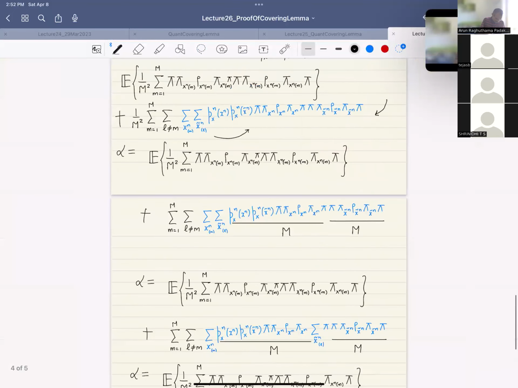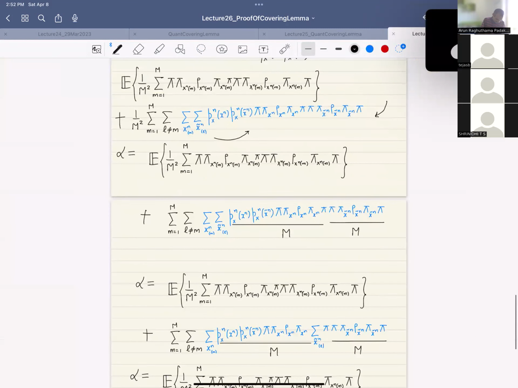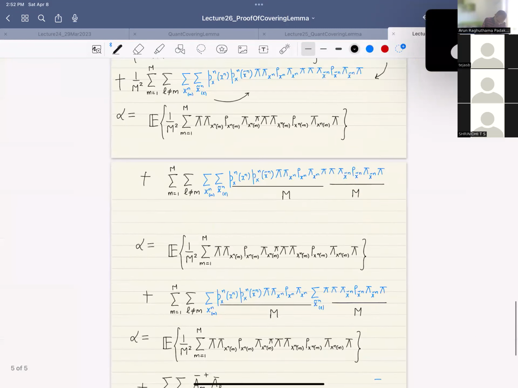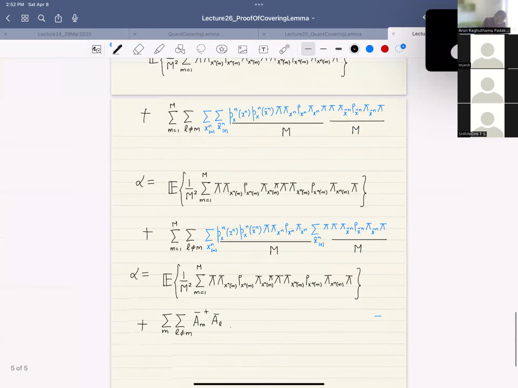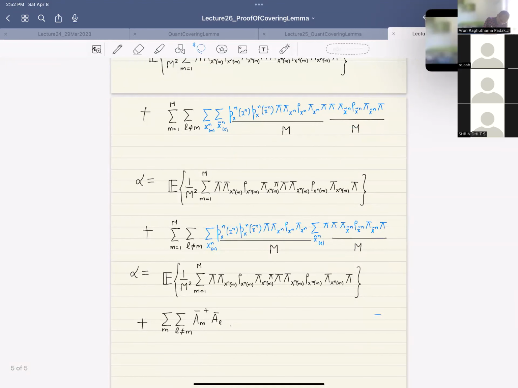When you moved it inside, even the x tilde should move. You're right. Good point. Thank you. But we have it there inside. Yeah, now it's correct.